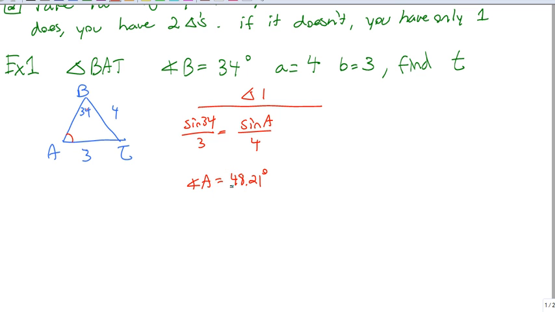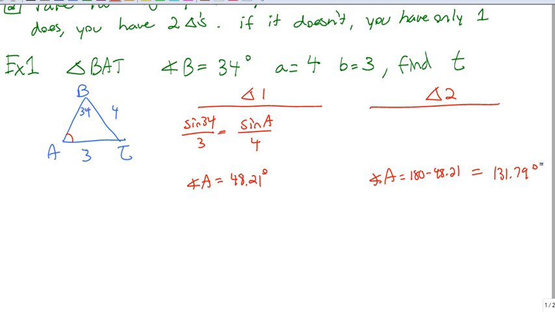Okay, so that is for sure one of the angles. We got an answer that works. But now we have to check. There might be this second triangle where the angle wasn't really 48 degrees, it was the supplement. So angle A could also be 180 minus 48.21. Because our calculator wouldn't have given it to us, and maybe it screwed up. So we get 131.79 degrees.